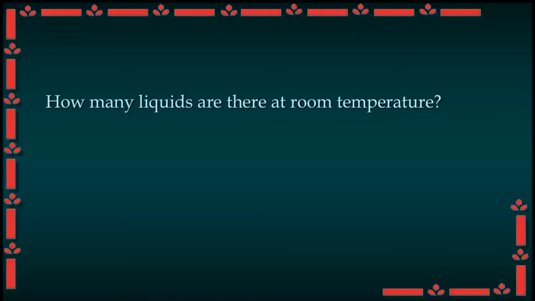How many liquids are there at room temperature? Mercury, and each type of element has a liquid in its arsenal. Mercury for the metals, and for the non-metals, bromine.